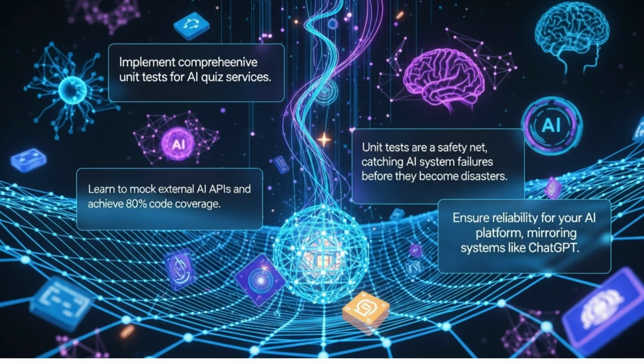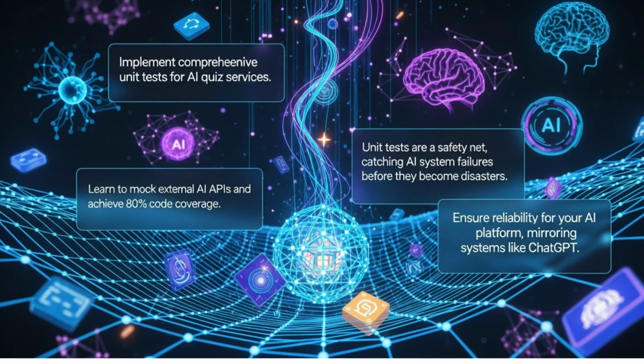For instance, when giant platforms like ChatGPT handle millions of requests daily, rigorous unit tests are what guarantee each service component behaves predictably under countless conditions. Your own quiz platform needs that exact same level of reliability to truly scale and succeed. Let's get started on making your AI systems incredibly robust.